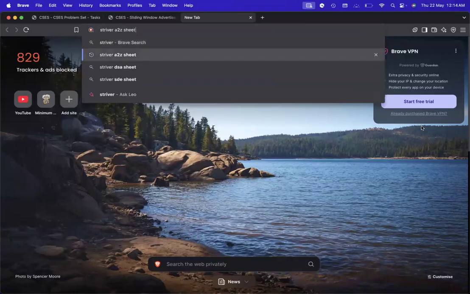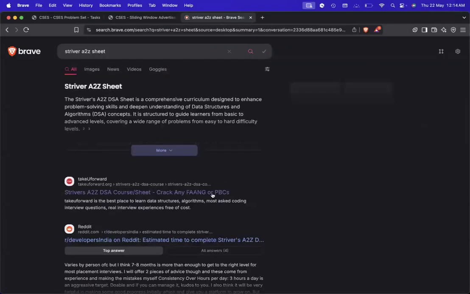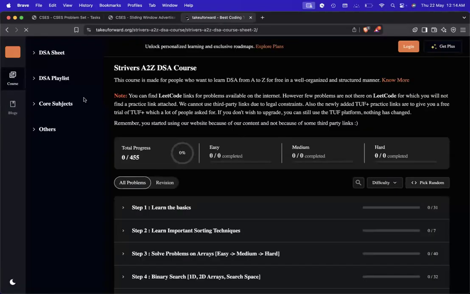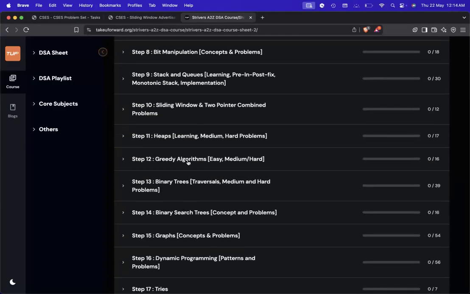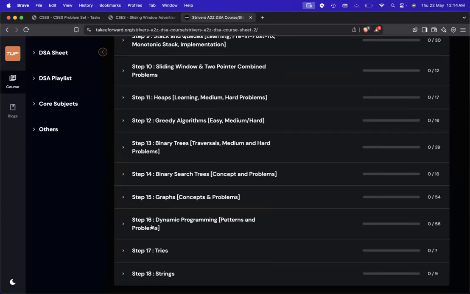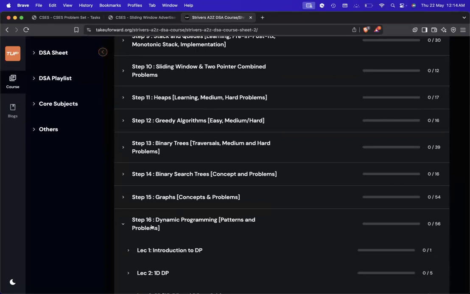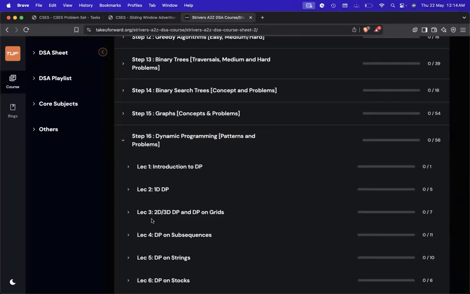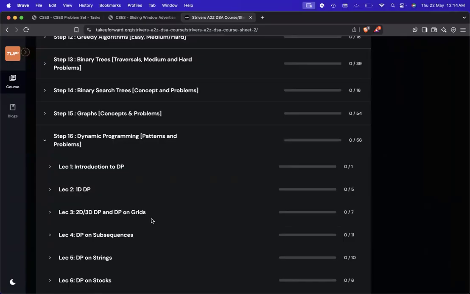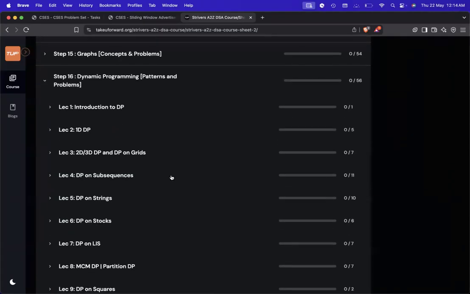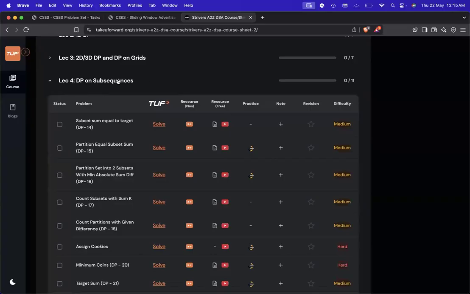Striver A to Z sheet, maybe I will pick it up. And if I go to dynamic programming there, I'm not doing any paid promotion for Striver. It's just because in my case, I did refer to Striver's DP sheet at the very beginning of my journey. That's why I am opening it, because I know he has shown it pretty well.